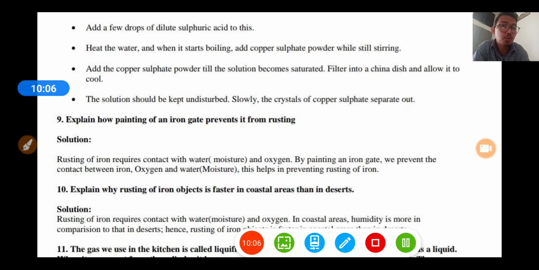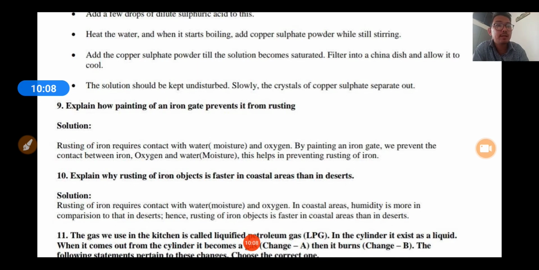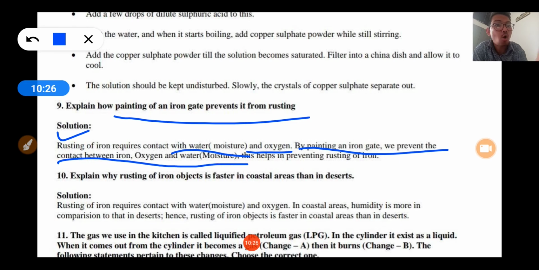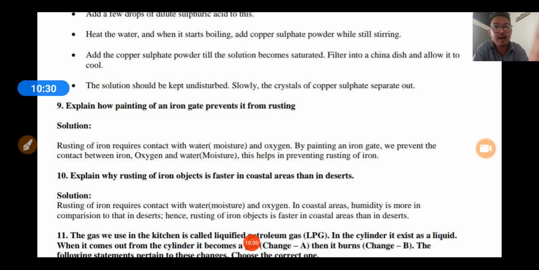Now coming to question number 9, explain how painting of an iron gate prevents it from rusting. See, rusting requires contact with moisture and contact with oxygen. By painting the iron gate, we prevent the contact between iron, oxygen and moisture. Thus, it helps to prevent the rusting of iron.